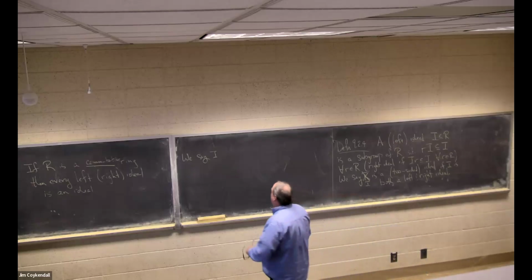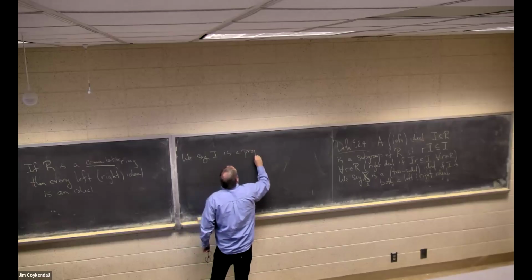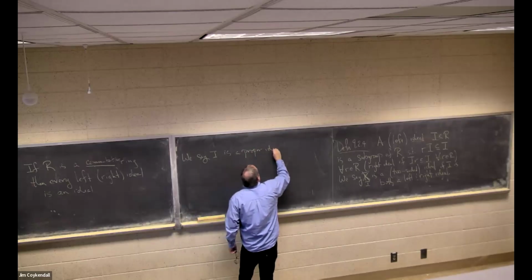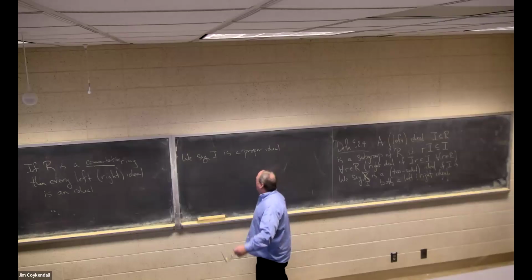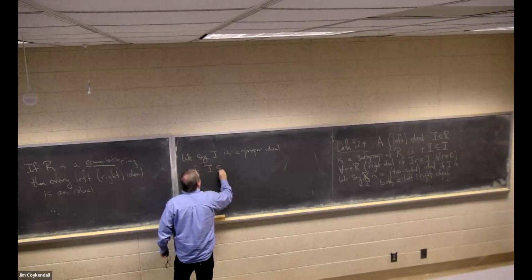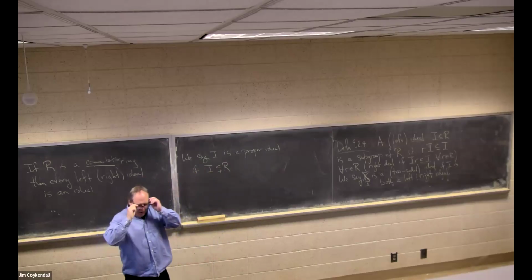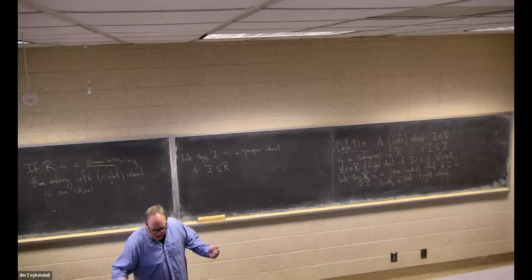We say that I is a proper ideal if it is not the entire ring. You could also say proper left, proper right.